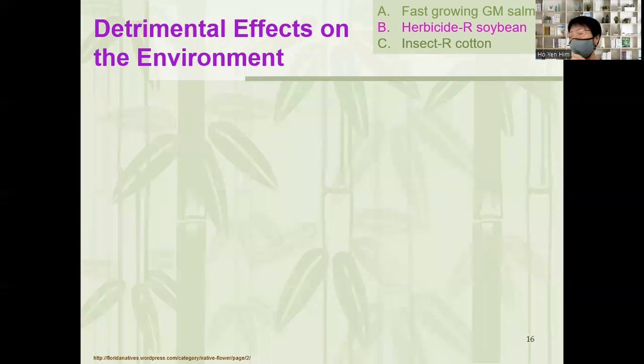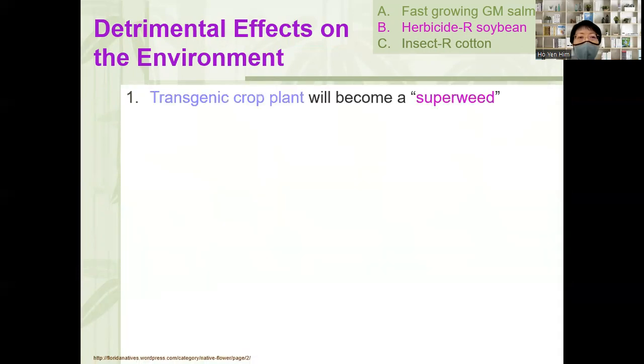Okay, so what are the detrimental effects of the herbicide-resistant soybean? So let's say, for example, in your field, you got herbicide-resistant soybean growing there. Can you think of any detrimental effects of this plant to the environment? Okay, see here. Now, this plant can be a super weed. Why? Because you cannot kill it with herbicide.